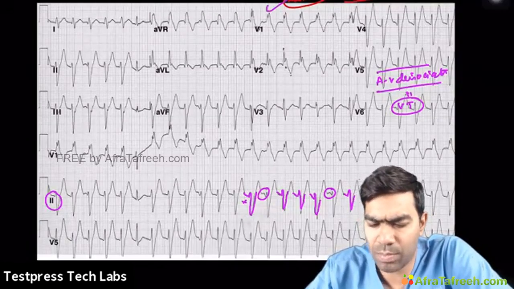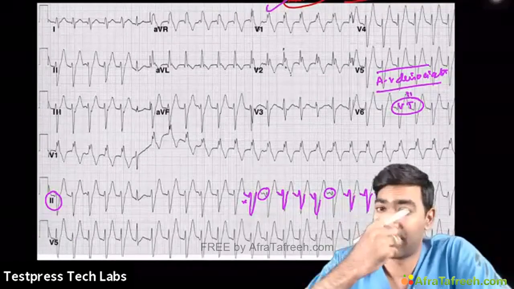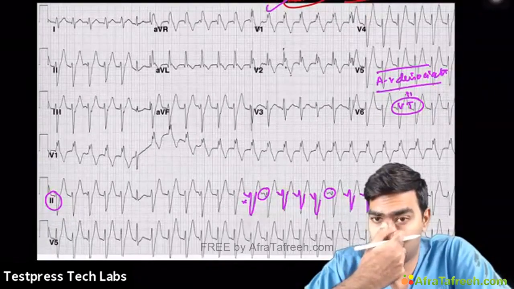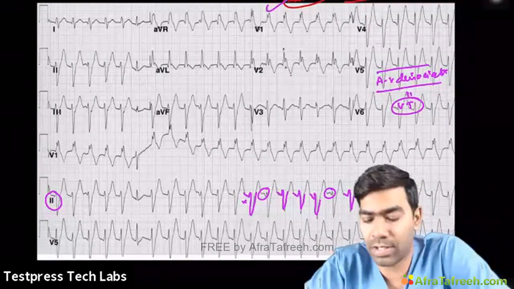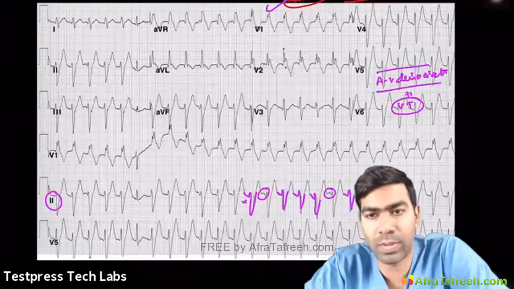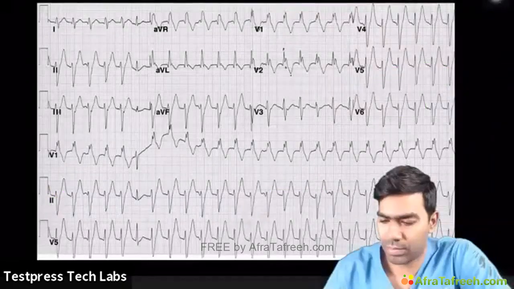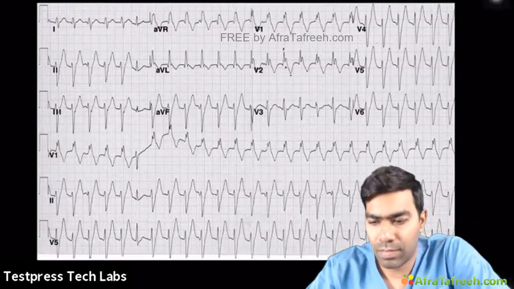But then why is it narrow complex if it's a VT? If it's a VT, then why is it having a narrow complex? Because it is fascicular. It's having a fascicular nature. That's why it's originating from the fascicle. That's why it's a VT. So can you tell which fascicle it's originating from?